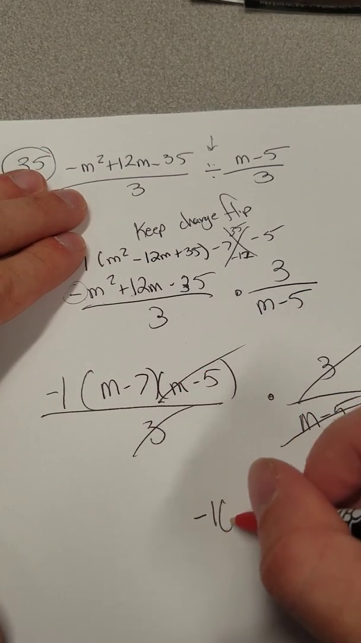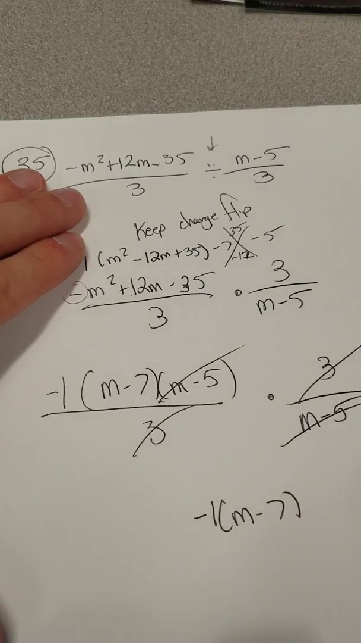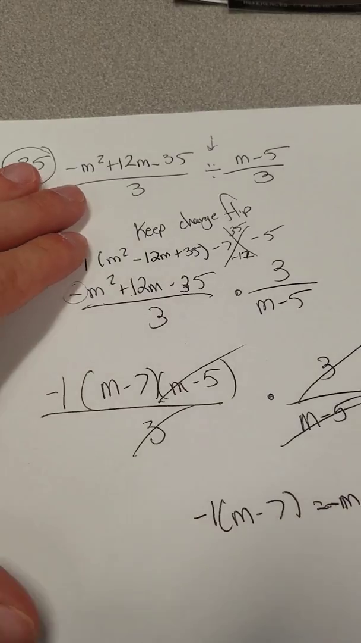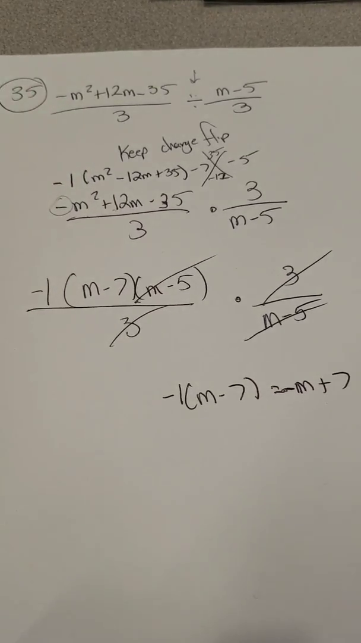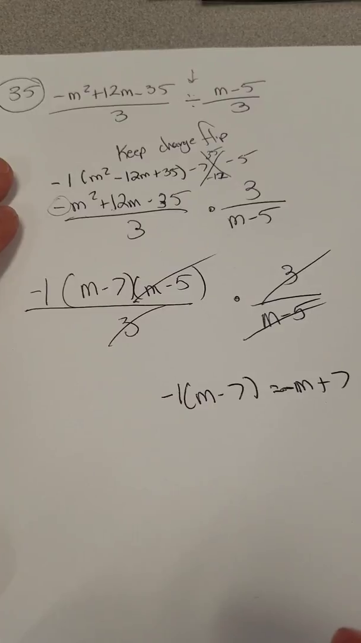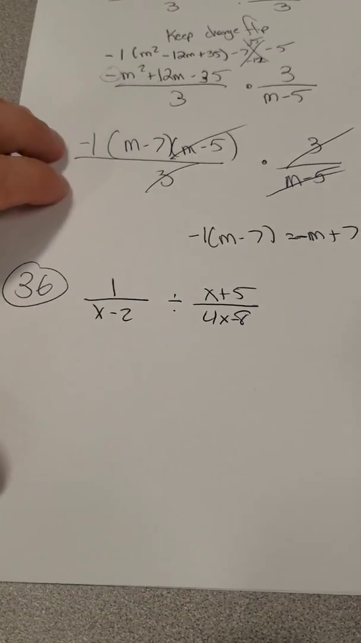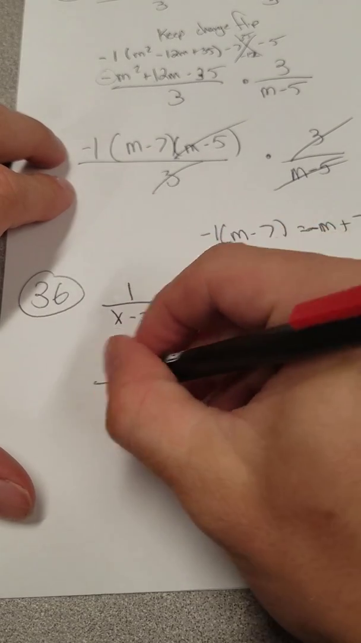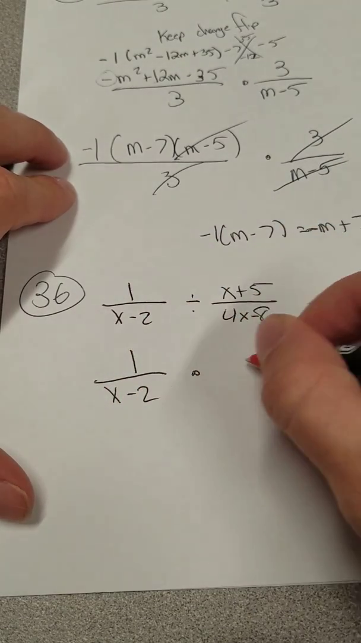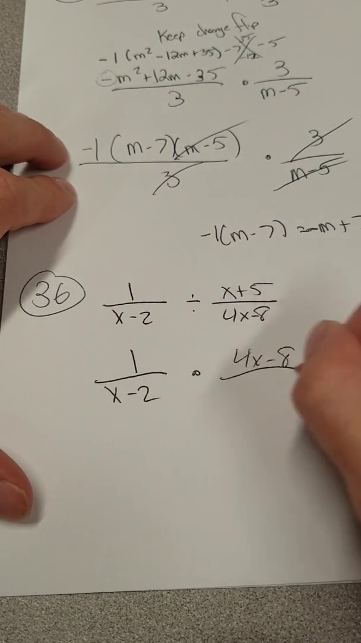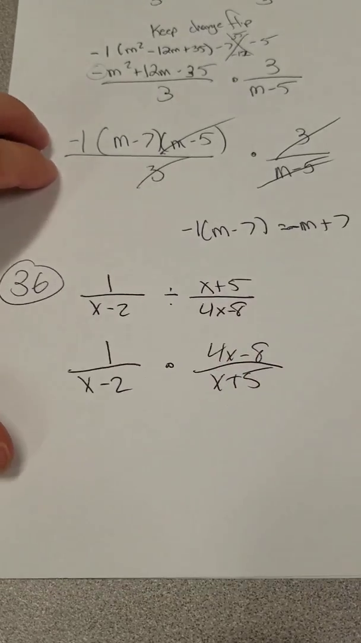So we have -1 times m minus 7. If you want to distribute that out, you could put it as -m plus 7. Up to you, and it's kind of up to what the multiple choice answer looks like. Okay? 36 is another division problem, so we need to do keep, change, flip again. Change the sign, flip the fraction. Notice I do that before I do anything else.